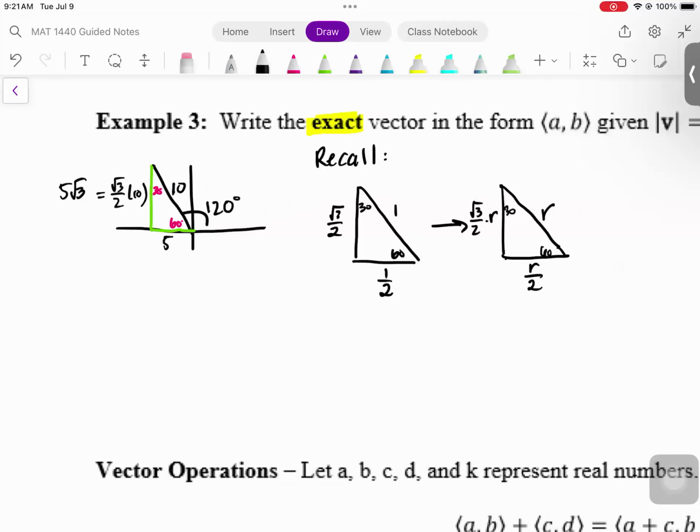Now, since we're in the second quadrant, that first coordinate, that x-coordinate is going to be negative, so this is -5. And our y-coordinate, the second coordinate, is going to be +5 square root of 3.